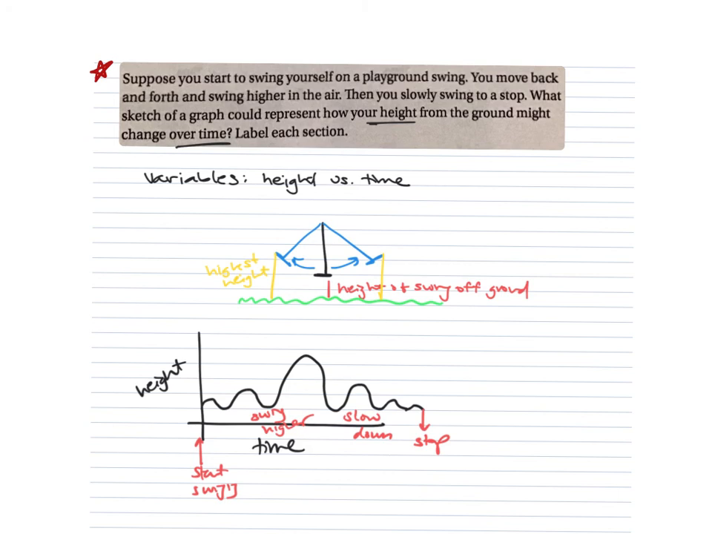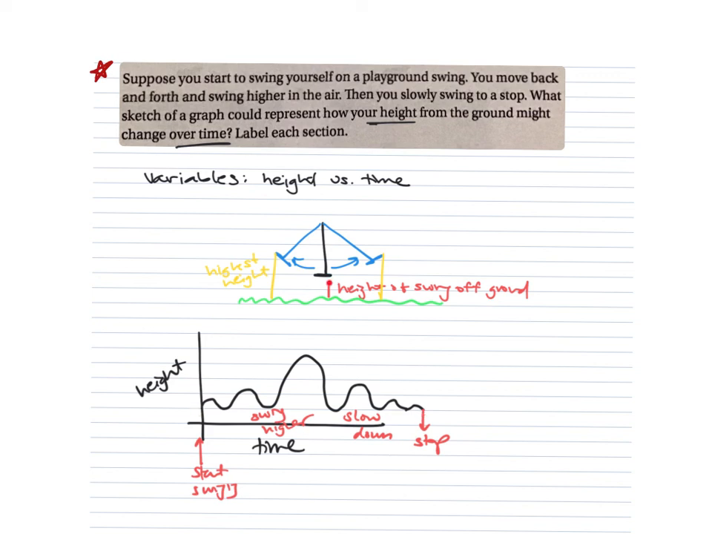Okay, so this one, obviously these answers are all going to vary, but the key here is looking at how your height is changing over time. So the variables are height versus time. If you draw a swing, the swing is already a little bit off the ground, so it's never going to be at 0. So when you start, you're going to be just a little bit off at 0. That's what this red line is, and this is where you stop, right?